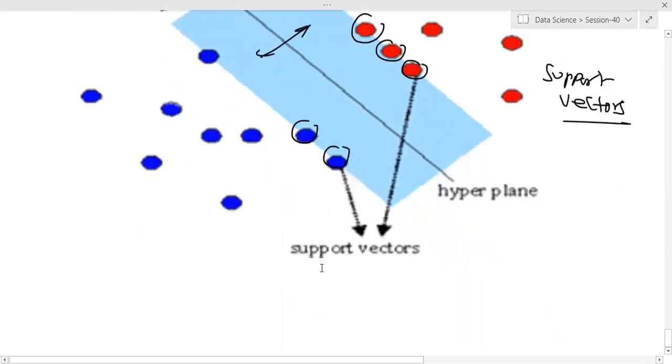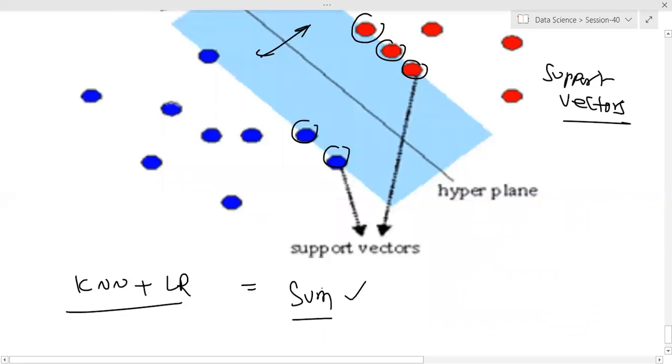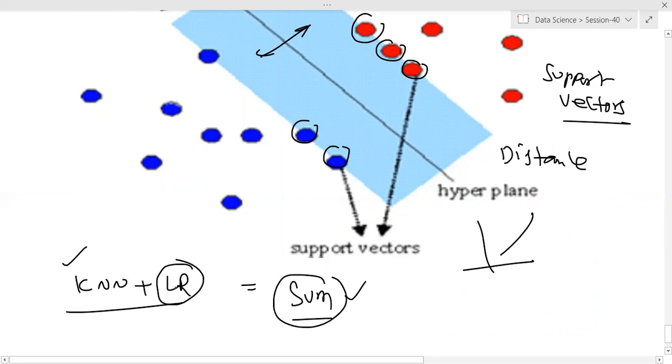Again, one more thing, friends. There we have seen one analogy: KNN plus linear regression is equal to SVM, guys. Very simple analogy, because we are computing the distance and we are getting the best fit. Where do we observe the best fit? In the regression. So your KNN and linear combination is nothing but your support vector machine.